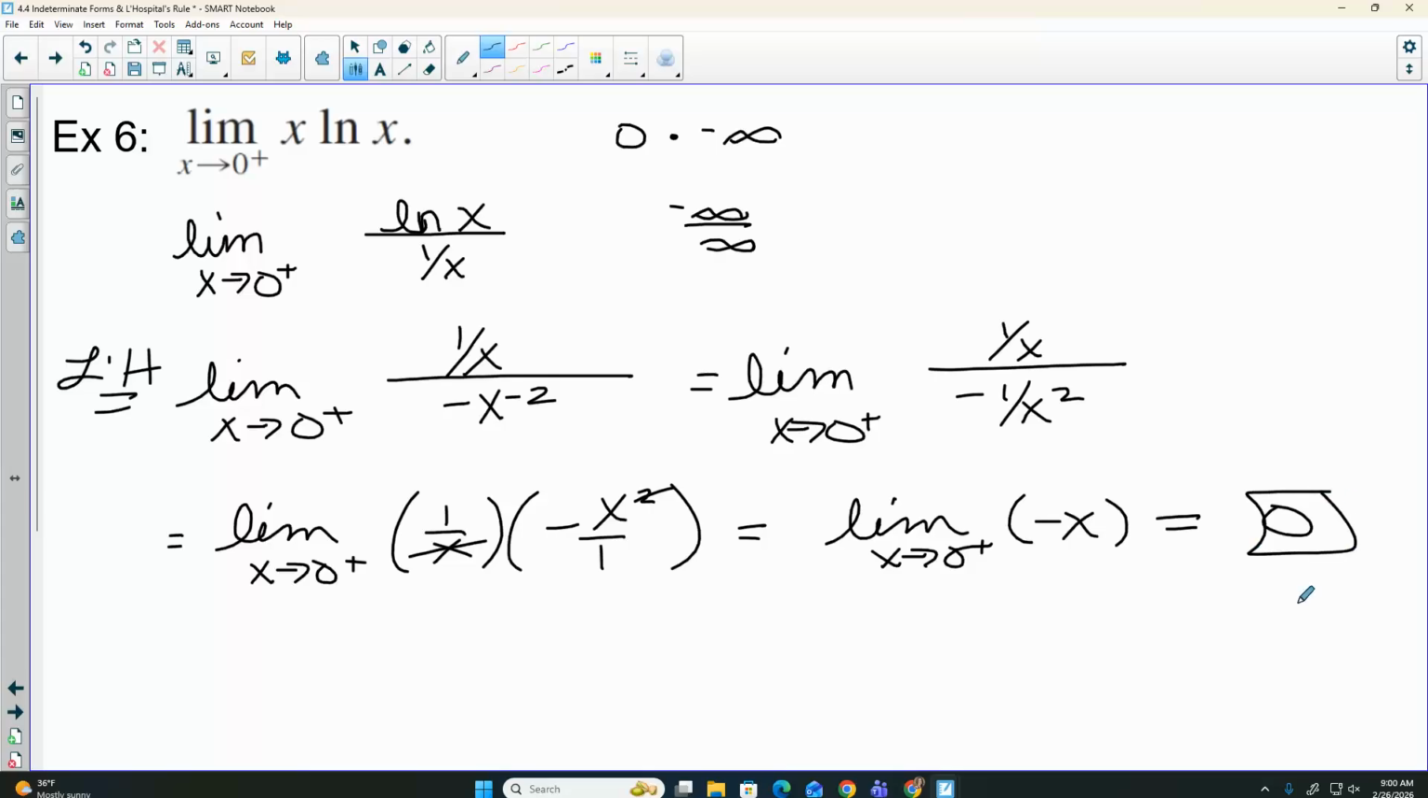So we had to just use algebra to rewrite it into an equivalent expression so that we could then use L'Hopital's rule. Any questions there?